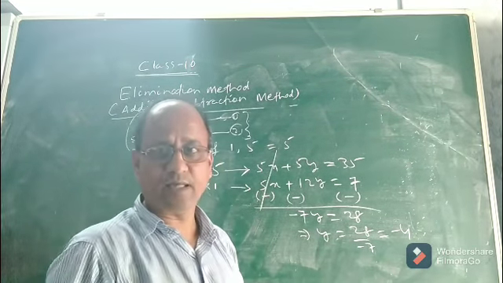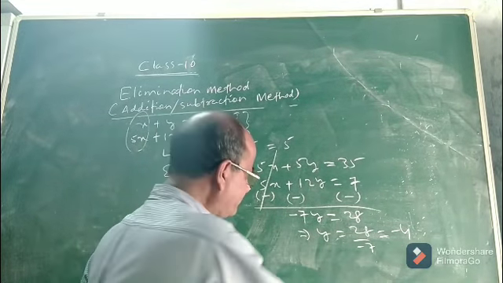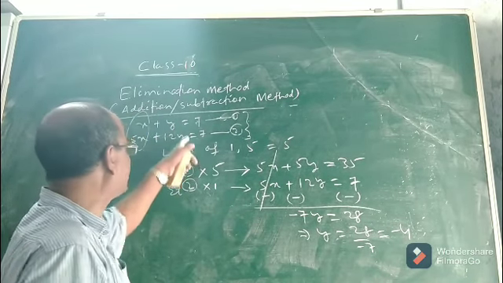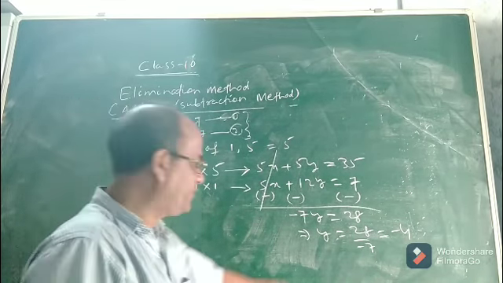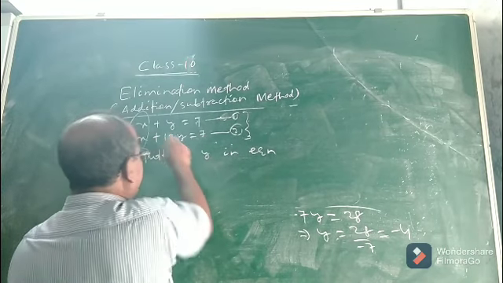Then how to get x? We have to find the other value, x. So y is minus 4. How to get the value of x? You put this value, y equal to minus 4, in any one equation, either 1 or 2. If you put this value of y in any equation, either 1 or 2, you will get the value of x. Let us see how. So after getting the value of y, you put it in any equation, either 1 or 2, wherever you want, no problem. Suppose I will put in equation 1.